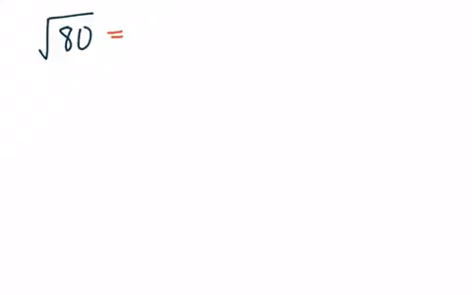Well, let's think through our numbers here. Would 4 be a factor of 80? Yes, it would. We can multiply that times 20. If I did that, it's okay, you can do that. So if I go square root of 4 times square root of 20, of course the square root of 4 is a perfect square. That's great. So now we can simplify that.